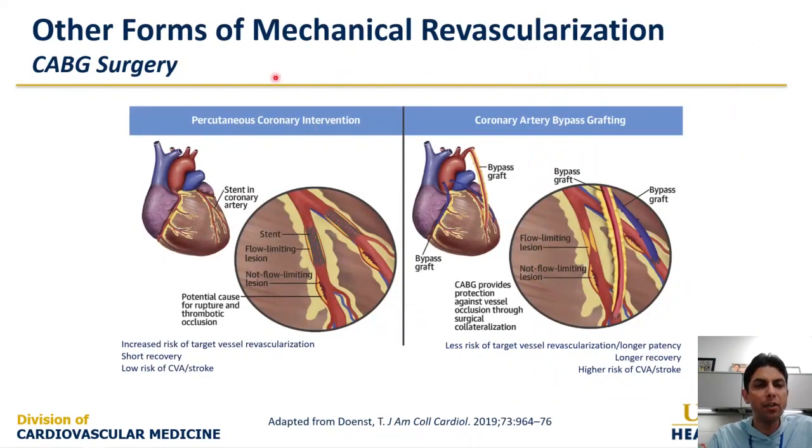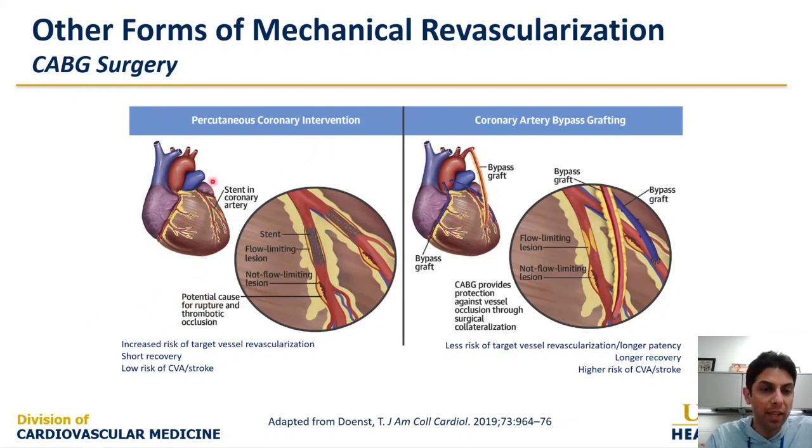And now I want to move on and talk briefly about the fact that there are other forms of mechanical revascularization, and that's really in the form of CABG surgery. So approximately 5 to 10% of non-ST segment elevation ACS, so we're talking about unstable angina or NSTEMI, require CABG based on the criteria that we talked about in previous lectures. And these represent actually a challenging subgroup given their high-risk characteristics compared with patients undergoing elective CABG in the setting of stable angina. So in that context, let's briefly compare PCI versus CABG surgery.